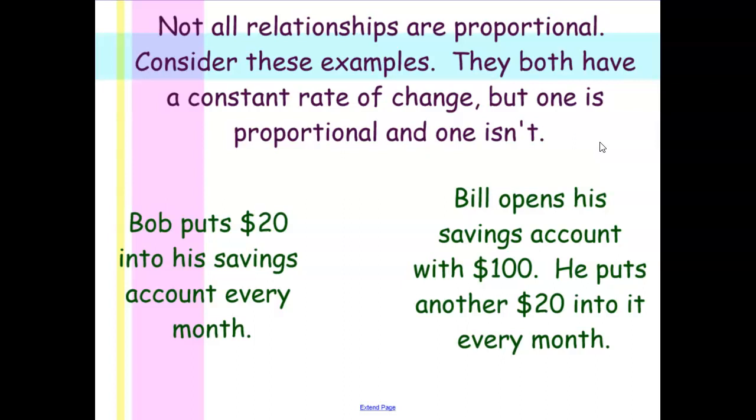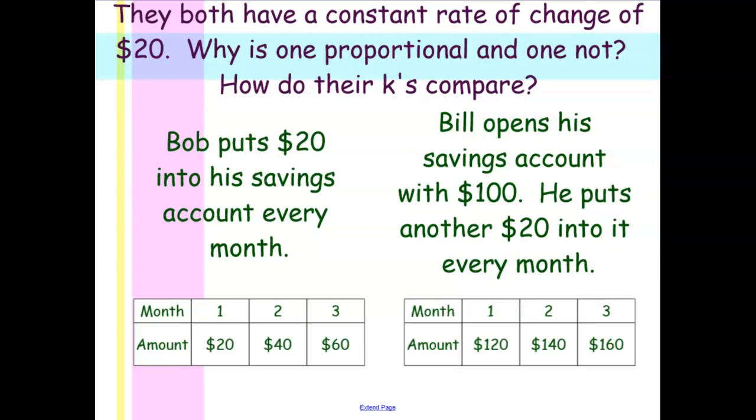On the left here, we have Bob. He puts 20 bucks in his savings account every month. On the right, we have Bill. He also puts $20 in his savings every month, but he started his account with 100 bucks. He got birthday money or something, and he started with 100. They both have that constant rate of change of increasing $20, but why is one proportional and one not?